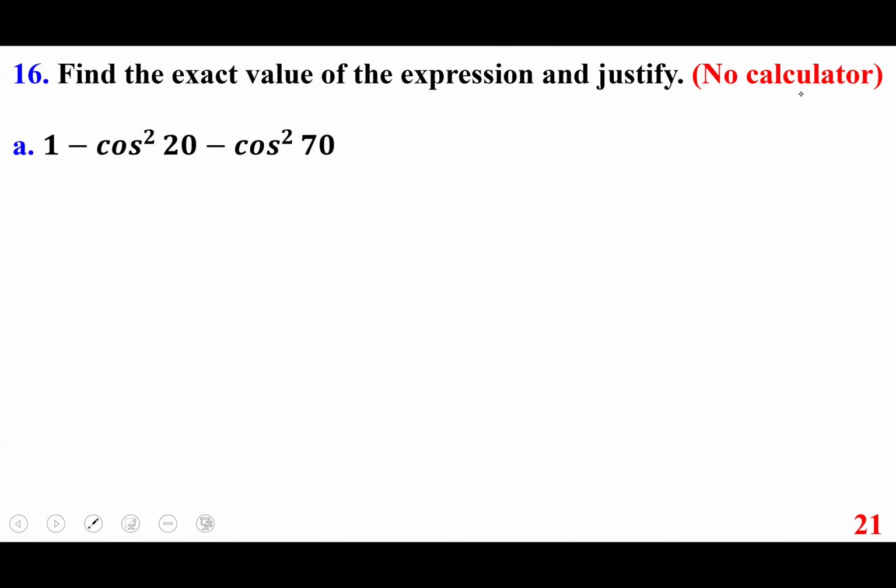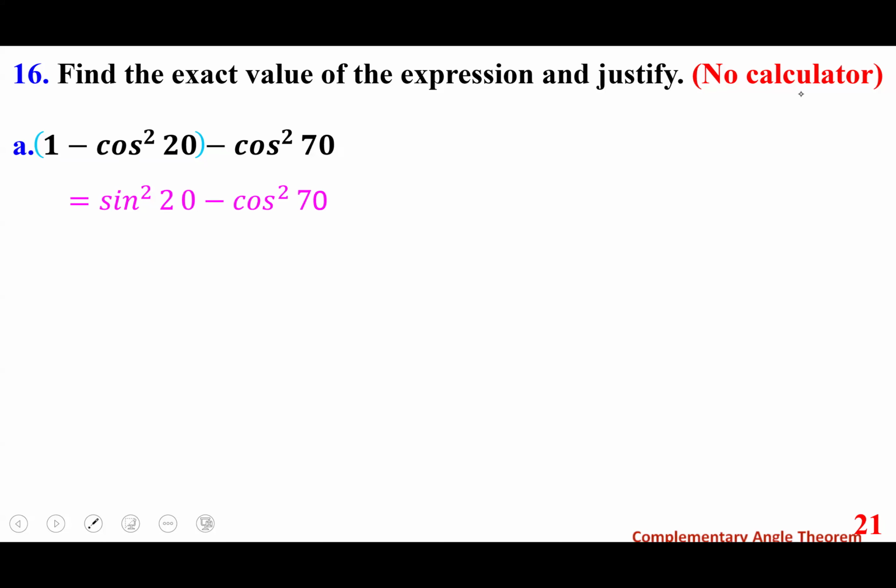Find the exact value of the expression and justify. Again, we don't want to use any calculators. First of all, we're going to put these two together. Remember, sin²θ + cos²θ = 1. So 1 − cos²θ is sin²θ. So we know Pythagorean identities.